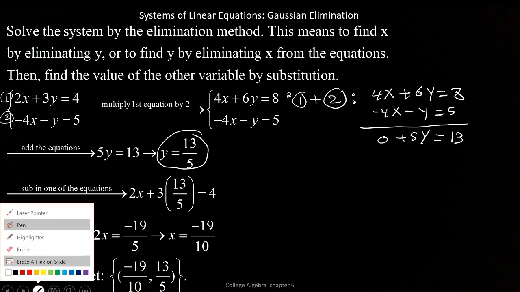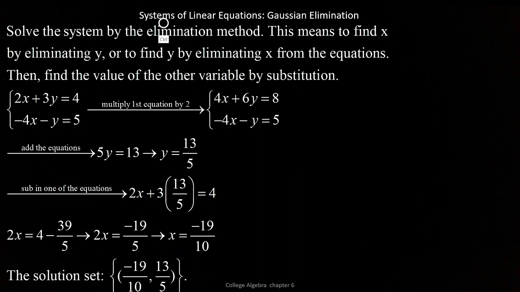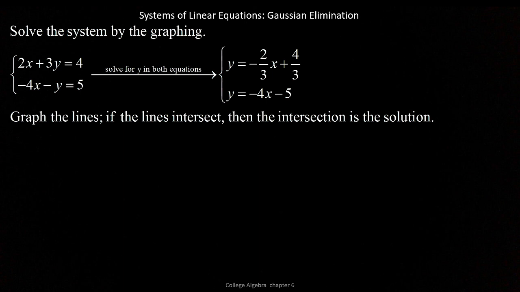Okay, so this is called the method of elimination. We could have multiplied the bottom one by 3 and then added it to the top one to get rid of y. We could have done that. We would have gotten the same answer. All right, so solve the system by graphing. We can also solve the system by graphing the system.